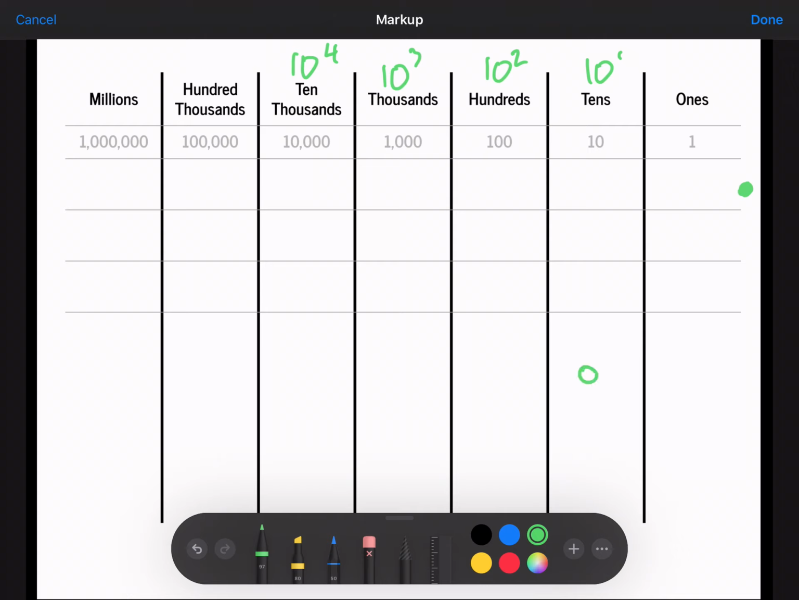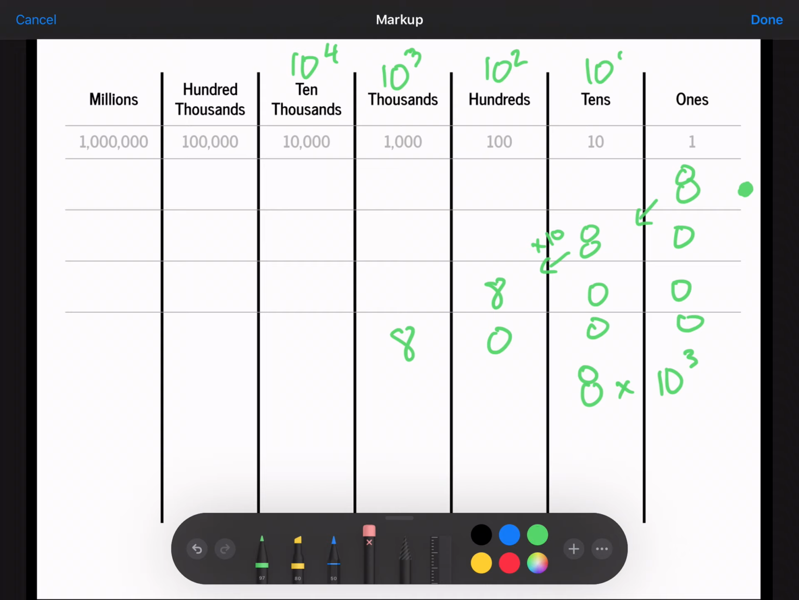Let's try bigger this time. Let's do just 8, times 10 to the third. Maybe you're thinking, I could probably just look up here and say, oh, my 8's going to go over there, but let's just watch it move. So you start with your 8 in the ones place. Times 10, now you've got 80. Times 10 again, now you've got 800. Times 10 again, now you've got 8,000. But what if it's a number that's got 2 or 3 digits? Let's look at one that's got 3 digits and talk about what happens.